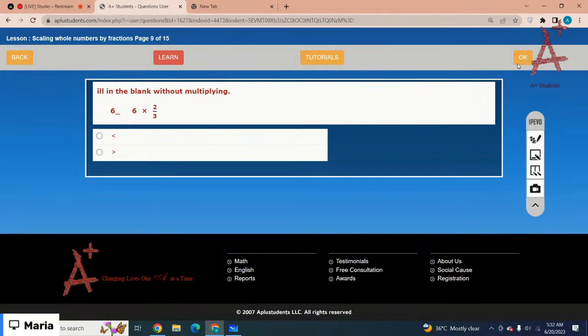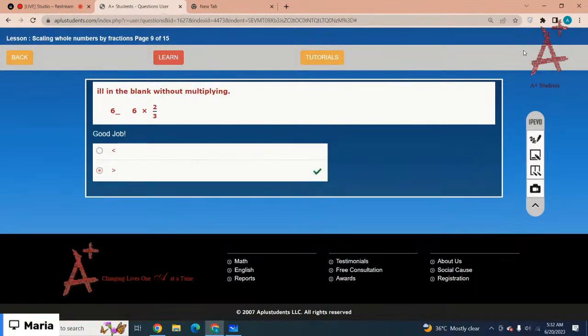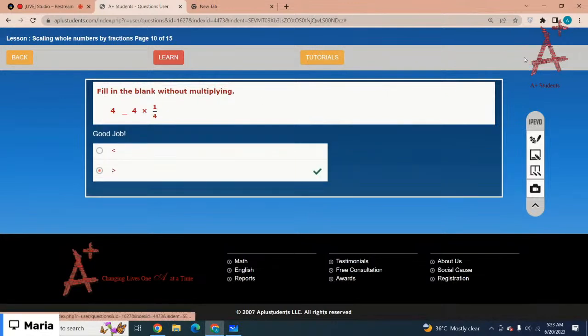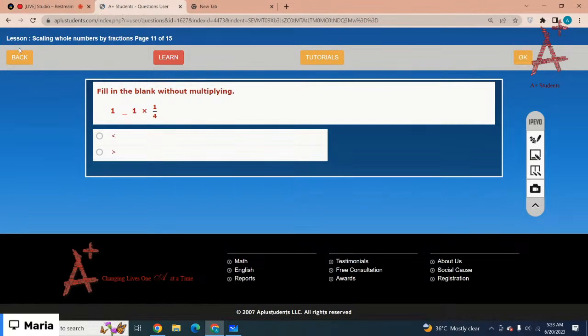2 over 3 is less than 1. Got it? That means when you multiply 6 times 2 by 3, it would be less than 6. So 6 is greater than 6 times 2 over 3. The whole number is greater than the product of the same number and the fraction. The next one is 4 and 4 times 1 over 4. 4 is greater than 4 times 1 over 4. Got it? Okay, you can complete the test by yourself later today. Let me just move on to the next one.